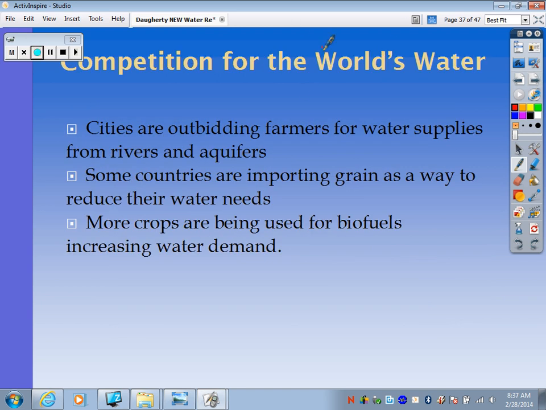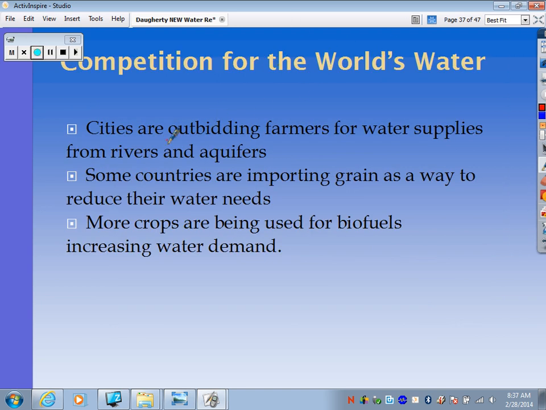Okay, so competition for the world's water. Cities are outbidding farmers for water supplies from rivers and aquifers. Some countries are importing grain as a way to reduce their water needs so that they don't actually have to grow their own grain where they live and use a bunch of water for irrigation. And then it says more crops are being used for biofuels, which is also increasing water demands.